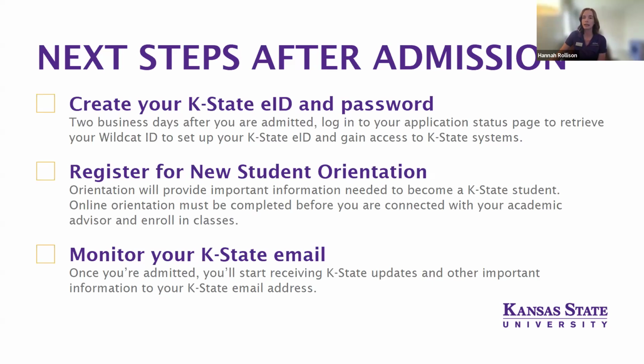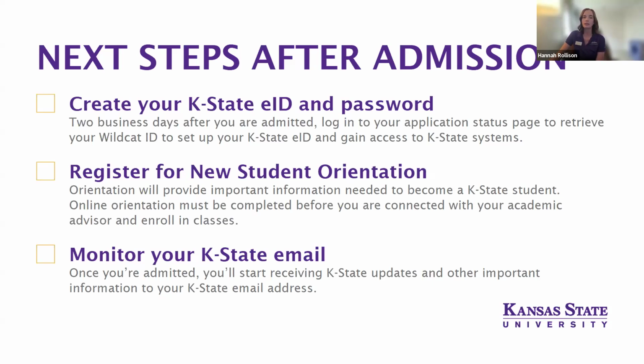Again, you'll use that K-State EID and password to register, and then you'll gain access to our online orientation course modules. And you'll complete those. They're relatively simple. It will walk you through all the components of being a K-State student, the different resources available to you, etc. A lot of great information will be in that course. And then once you complete that course, your academic advisor will be reaching out to you within two weeks to enroll in your classes.